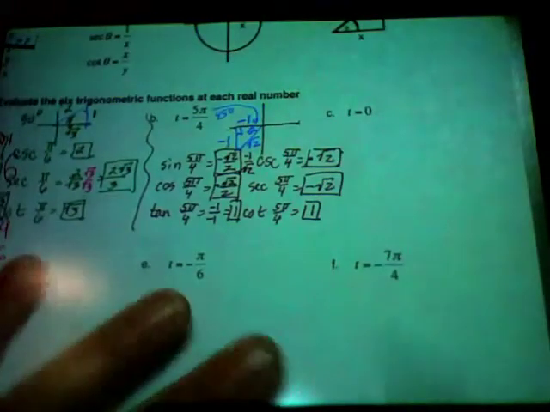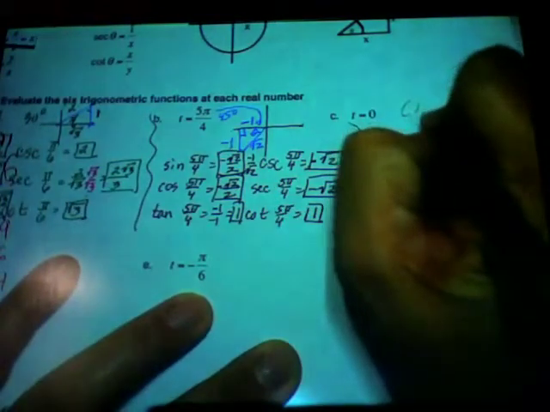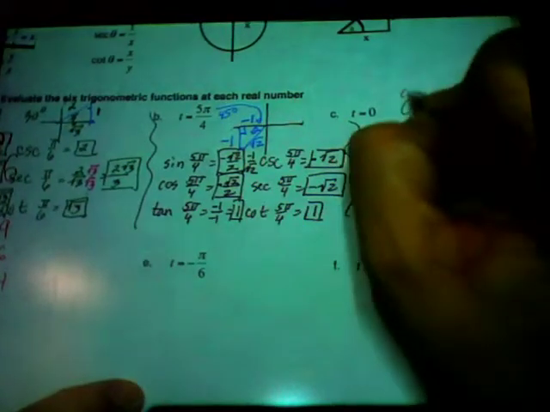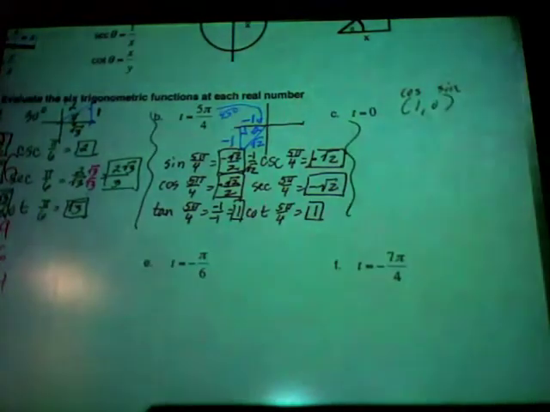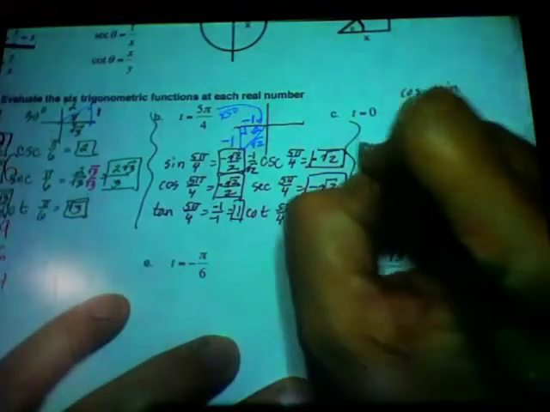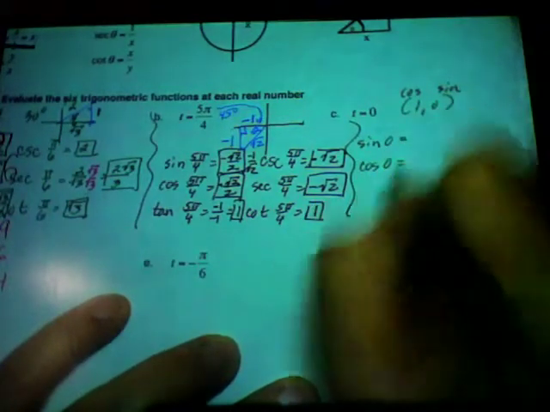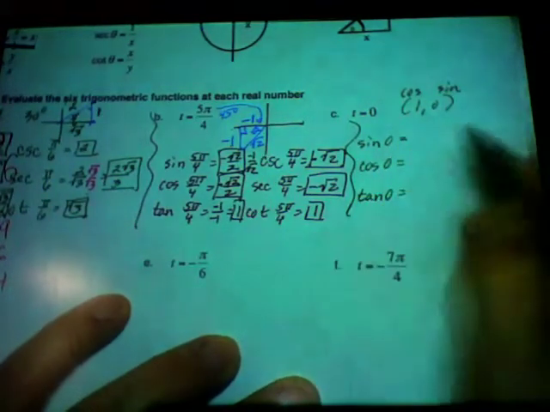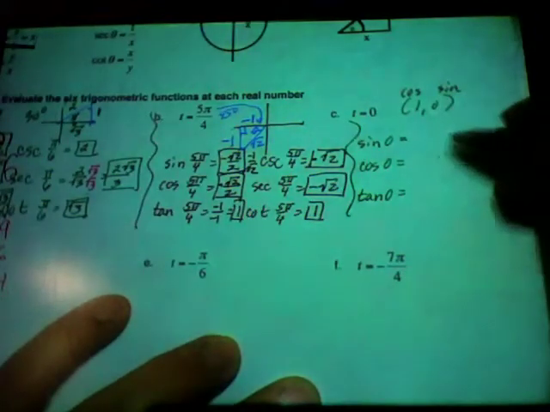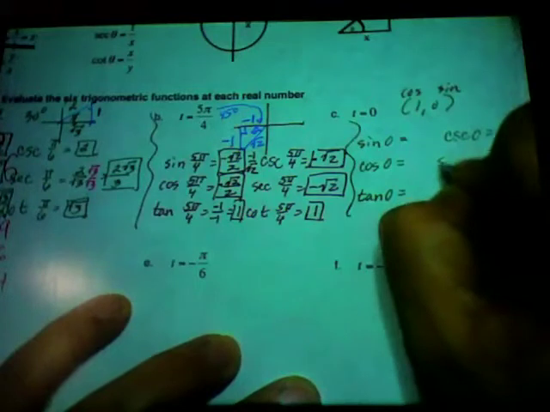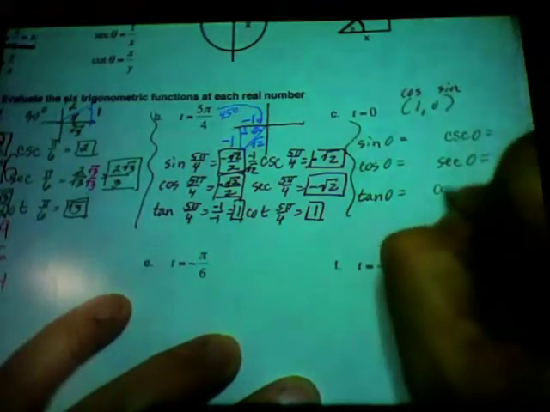So for this one, we need to look at the ordered pair of 1, 0, because that's a weird one. So remember, this is cosine and this is sine, right? So I'm going to go ahead and do sine of 0, cosine of 0, and tangent of 0. And this is in radians, not degrees, although degrees is the same as radians in this case. And then cosecant of 0, secant of 0, and then cotangent of 0.